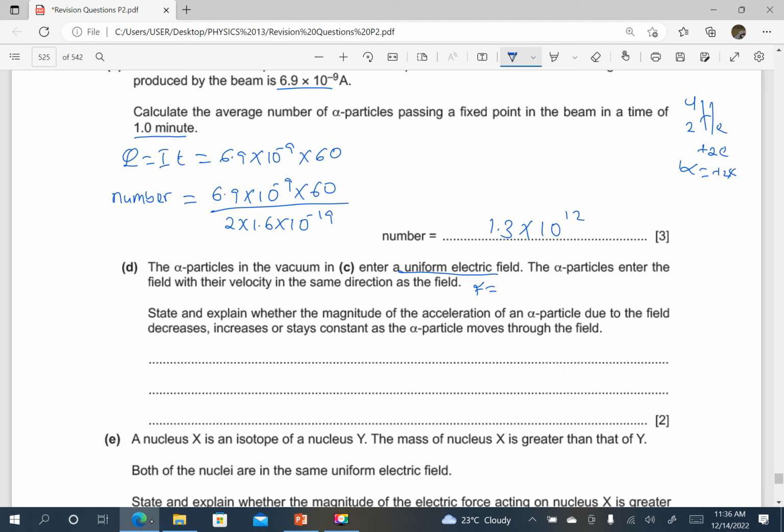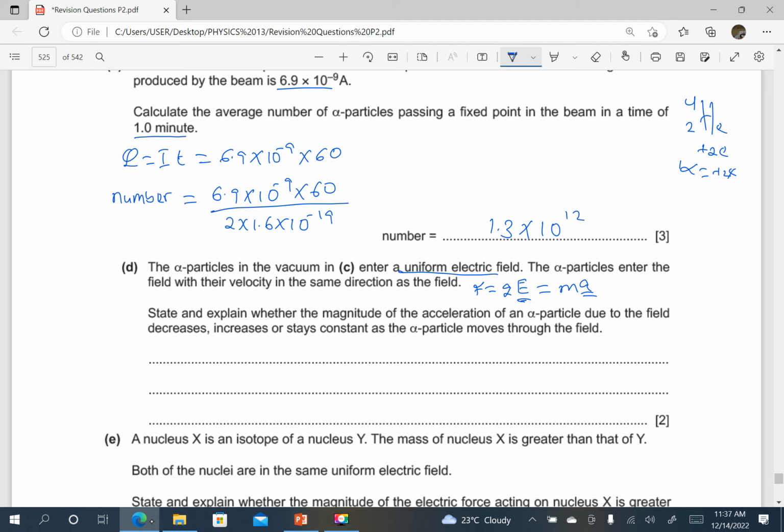And the force in this field depends on this field strength. In fact, it is charge times electric field strength. Remember, force is equal to mass times acceleration, meaning that a is directly proportional to E. So state and explain whether the magnitude of the acceleration of the alpha particle due to the field decreases, increases, or stays constant. Since it is a uniform field, the field strength is constant, the mass of the alpha particle will not suddenly change, so the acceleration is going to be constant.